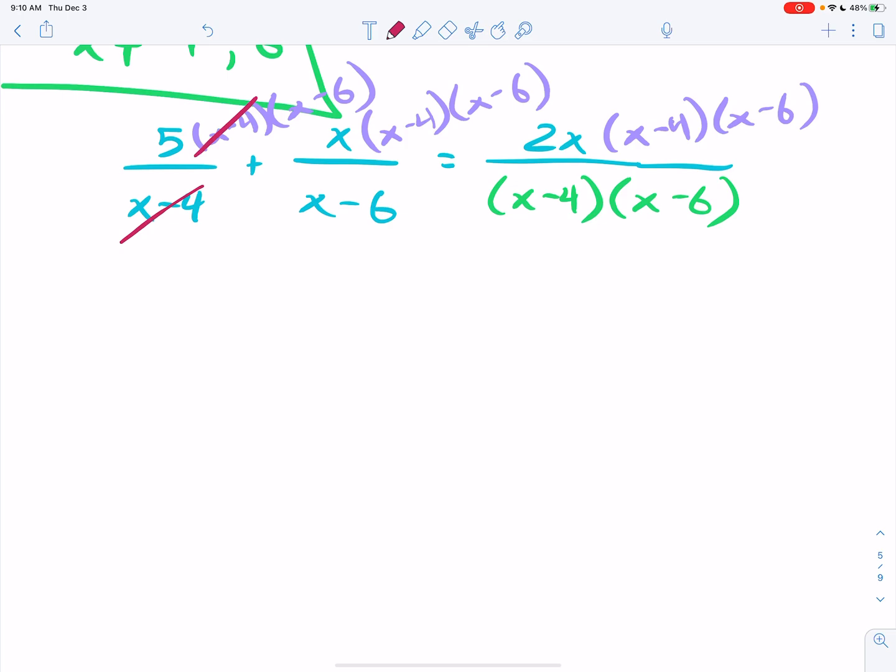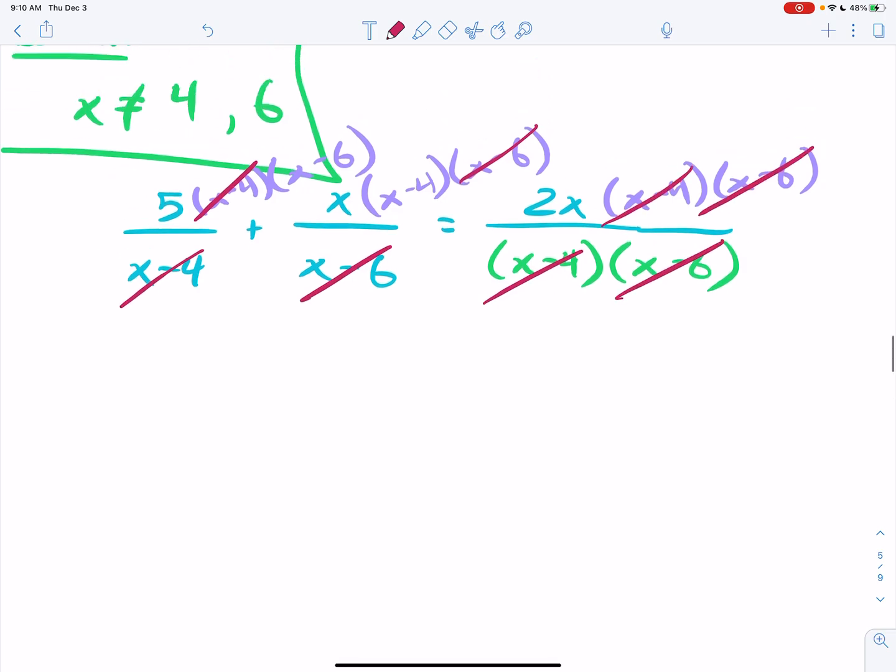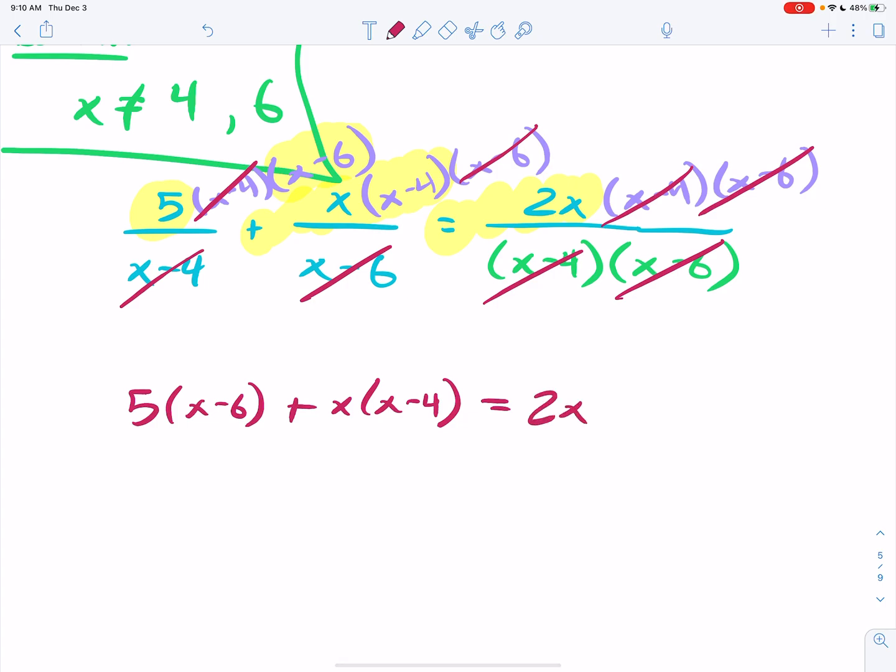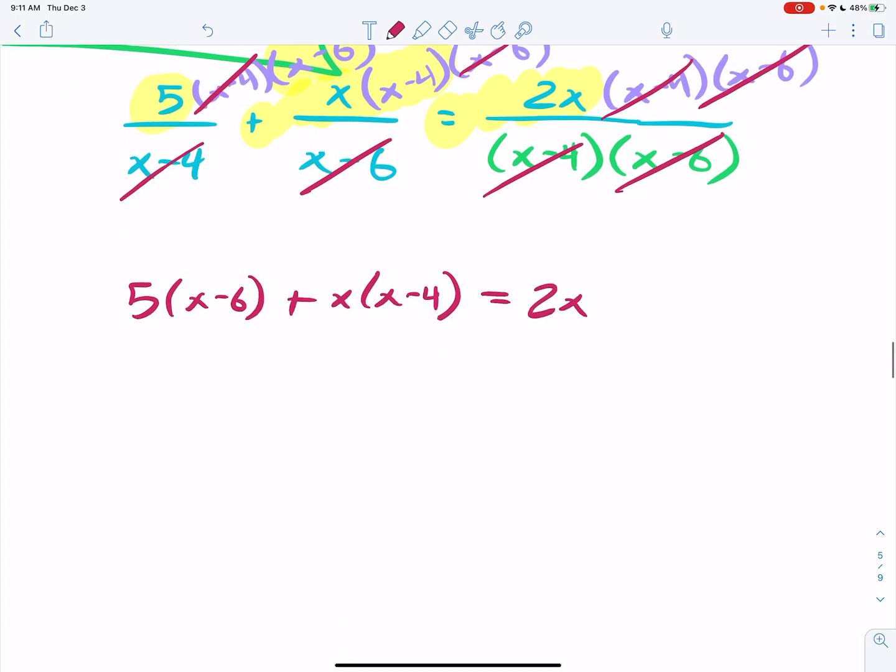The x minus 4s will cancel out here. The x minus 6s will cancel out here. And both x minus 4 and x minus 6 will cancel out here. I'm going to have 5 times x minus 6 plus x times x minus 4 equals 2x, okay? So I have 5 times x minus 6 plus x times x minus 4 equals 2x. A lot cleaner than what I had before, right?